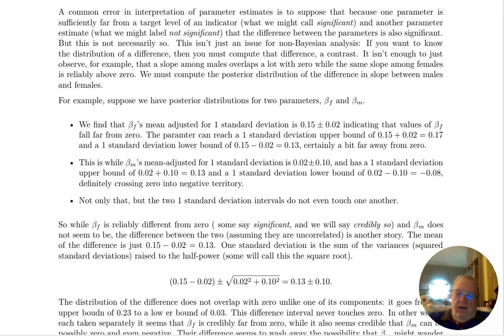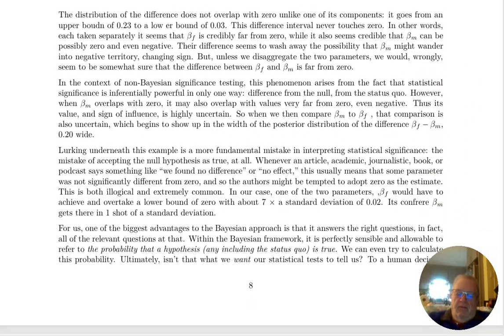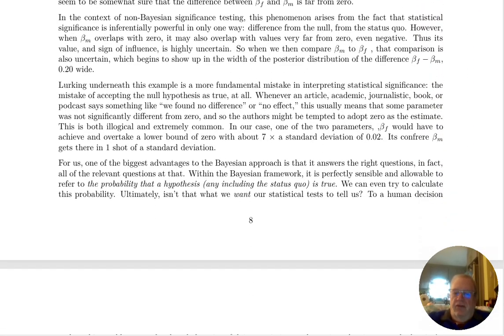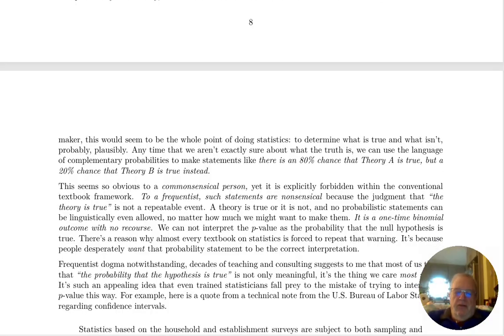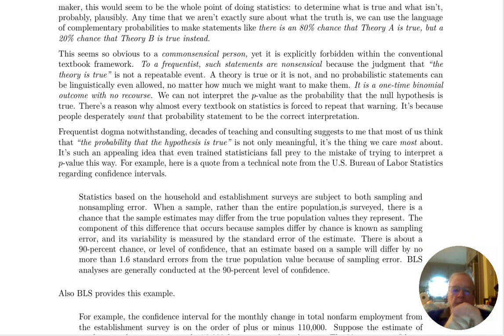And we can go further and talk a little bit about some of this, and you can play with this all you want. And some of it is this problem. To a frequentist, certain statements are absolutely forbidden within their framework. The judgment, the theory is true, is not a repeatable event. That's why.